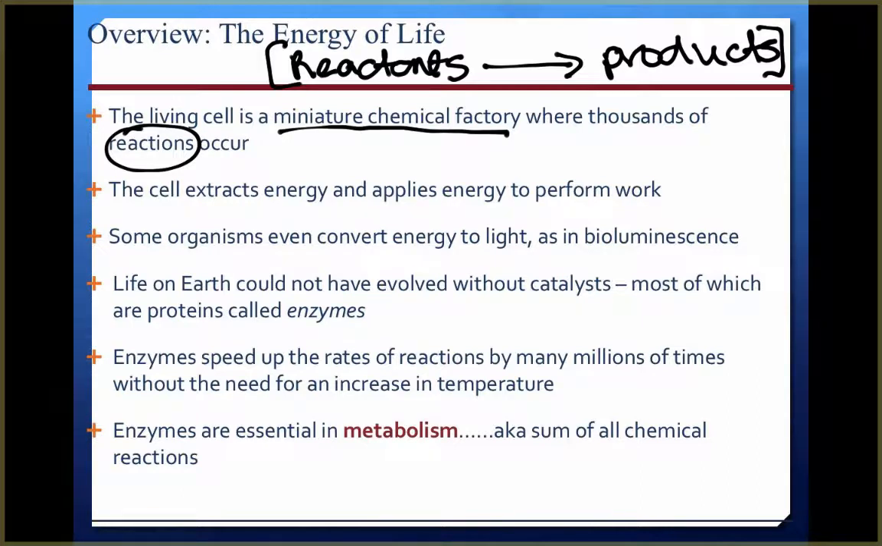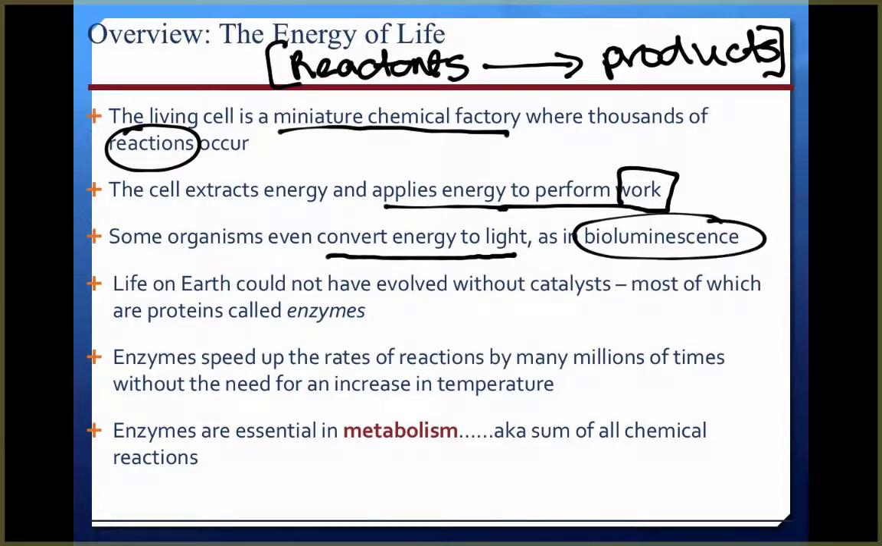So in order for these to happen and for the cell to function, the cell has to extract energy from molecules and apply that energy to allow a thing called work to be performed. So work is just anything that the cell is going to do. Now, some organisms convert energy to light. This process is called bioluminescence.